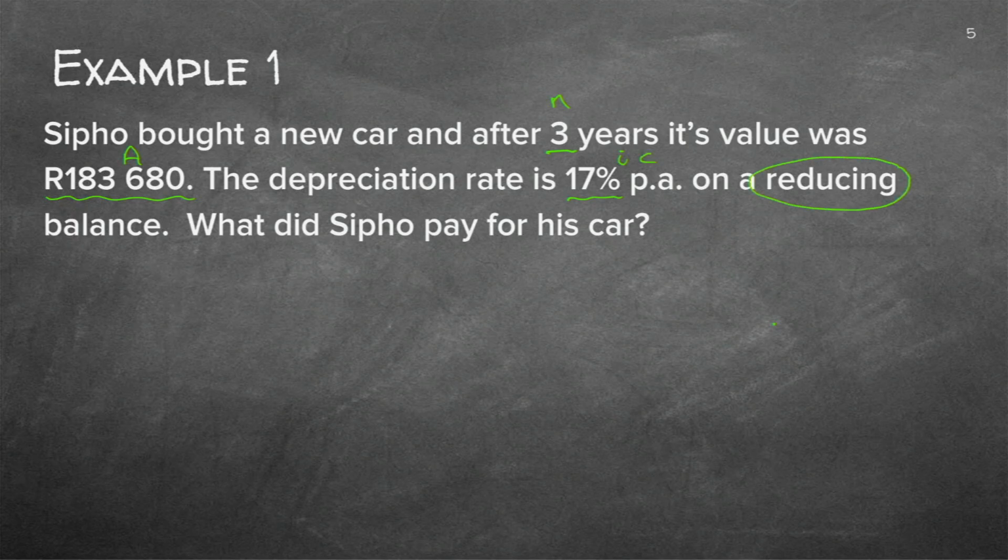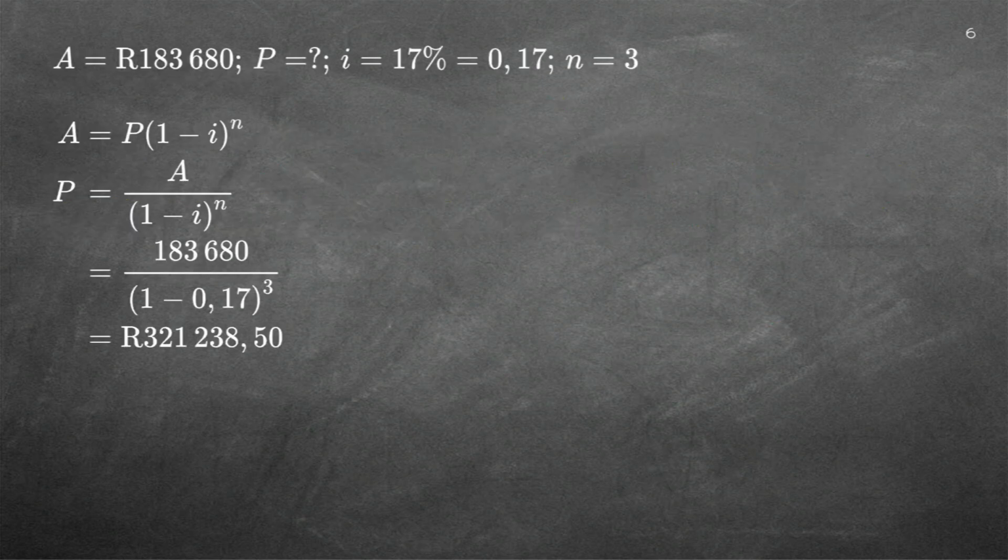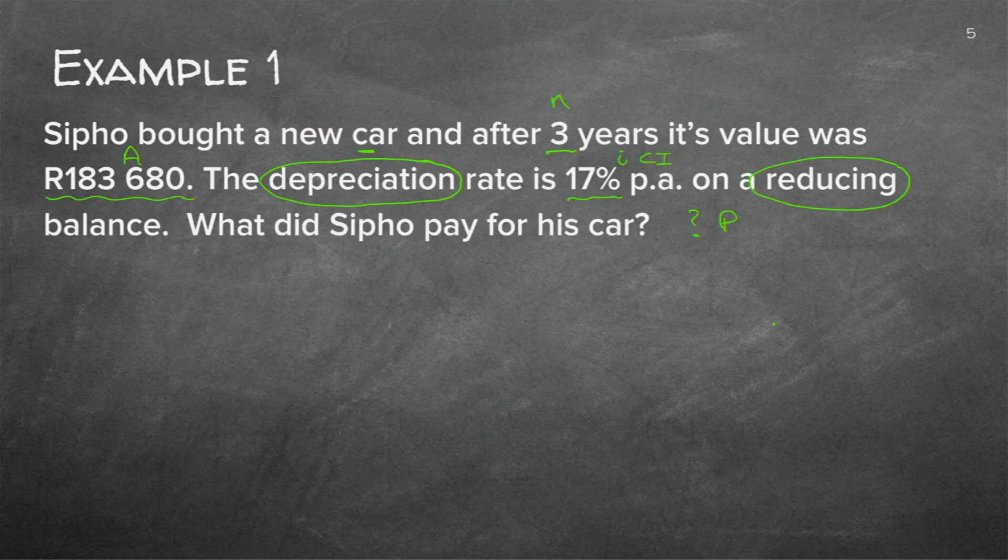So immediately I'm going to write CI there. So I know it's compound interest. And because they say depreciation, I know it's going to be the minus formula. What did Sipho pay for his car originally? In the present. So that is the P. Good. So let's just go to this page, and not this page. I'll do it on the same page.